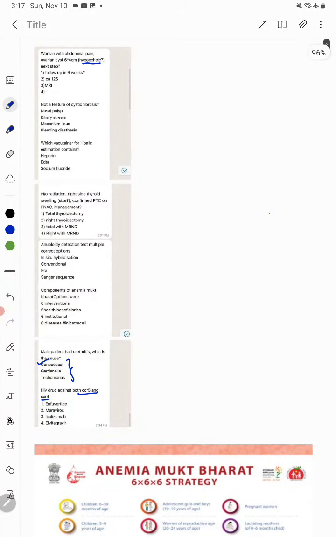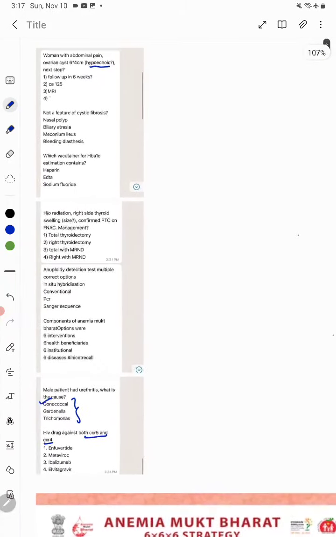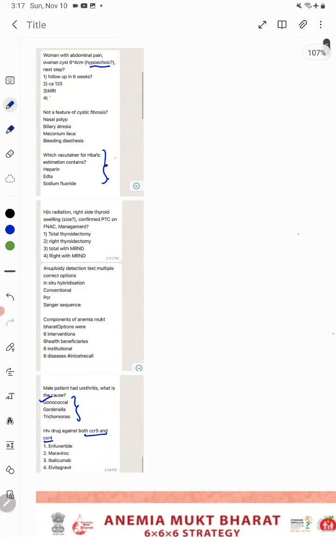Now another question which I think is something that I can help you with is which vacutainer is used for HbA1c. We do not want hemolysis, so we will go for a vial that has an anticoagulant and we'll go for EDTA. Now, which is not a feature of cystic fibrosis.